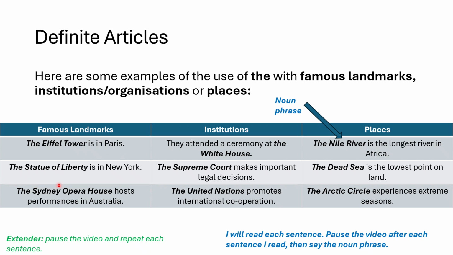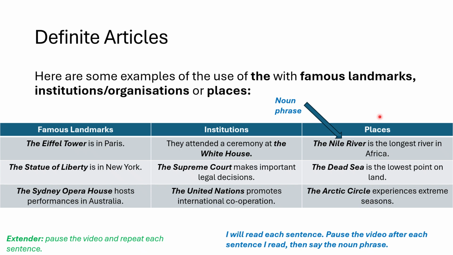The Statue of Liberty is in New York. The Sydney Opera House hosts performances in Australia. Institutions include museums, banks, and courts. They attended a ceremony at the White House. The Supreme Court makes important legal decisions. The United Nations promotes international cooperation.